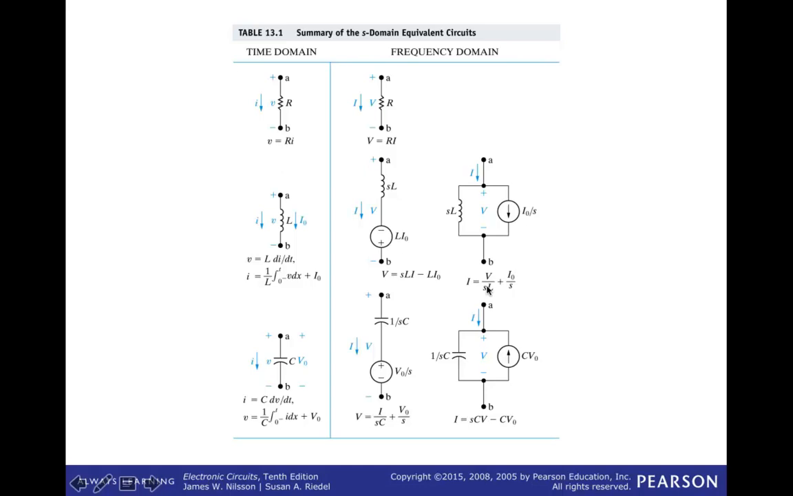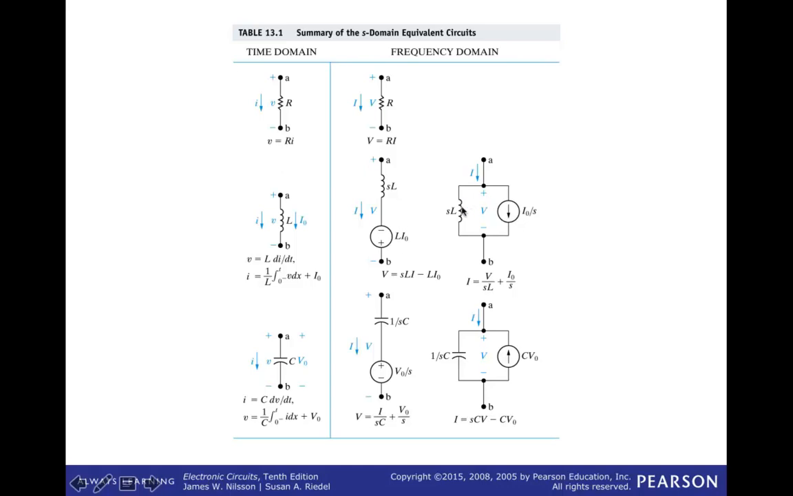The first current is the node voltage V divided by the impedance sL. So this first term represents the current through the inductor. The second term is a current source that represents the initial condition on the inductor. So as a general rule, when you have an inductor with an initial current and you want to convert the circuit to the Laplace domain, the inductor becomes the inductive impedance sL. The initial condition on the current becomes a current source with the initial condition on the current and the current source being in the same direction.